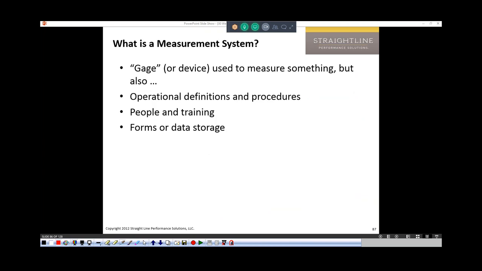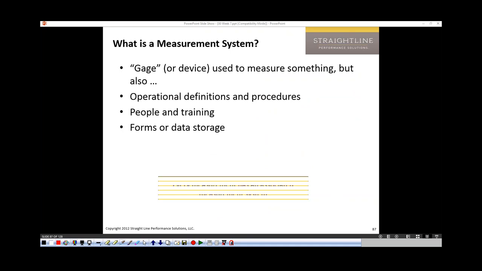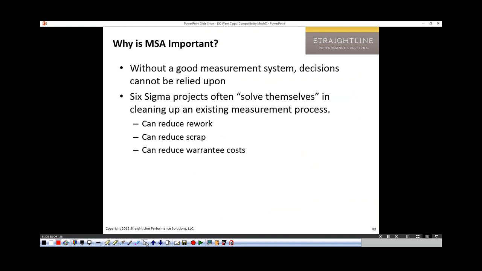So let's just start out by talking about what a measurement system is. It is a gauge, right? It could be a tire gauge or a ruler or something like that. But it could also be a definition of what a measurement is. Or it could be a job aid, or a form, or where we keep data. Or it could be the people and the training and the procedures that they use. So it can be all of those different things. Every measurement that we have has an associated measurement system with it. All right, and we already talked about that.